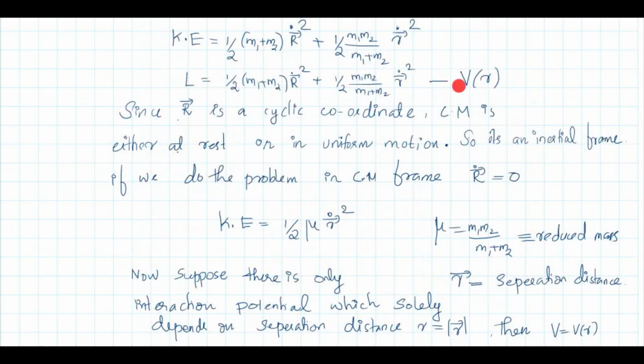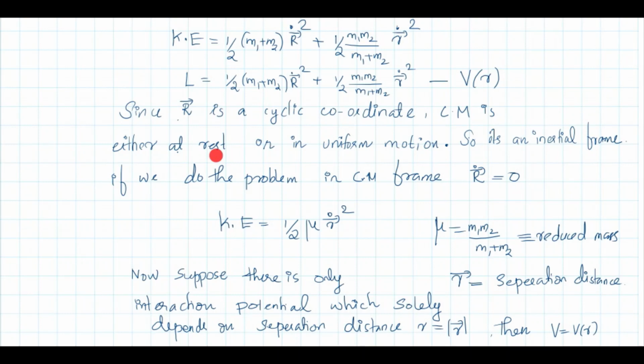Now, from this Lagrangian, you can see that this capital R is a cyclic coordinate, because there is no capital R in this Lagrangian. There is small r dependence, there is small r dot, there is capital R dot, but there is no capital R. A coordinate which is absent in the Lagrangian is known as a cyclic coordinate, and the consequence is that the corresponding conjugate momentum will be a conserved quantity.